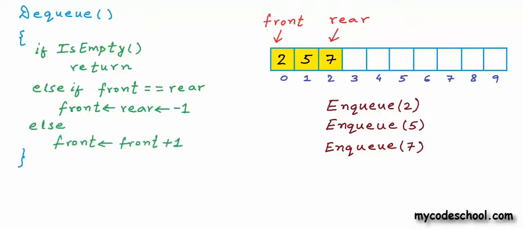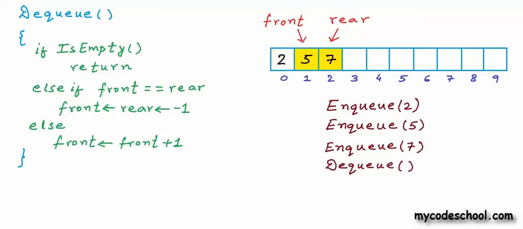We should really be careful about corner cases in any implementation. That's where most of the bugs come. Okay, so this finally is my dequeue function. In this example here, at this stage, let's say we want to perform a dequeue. Queue is not empty and we do not have only one element in the queue. So we will simply increment front.